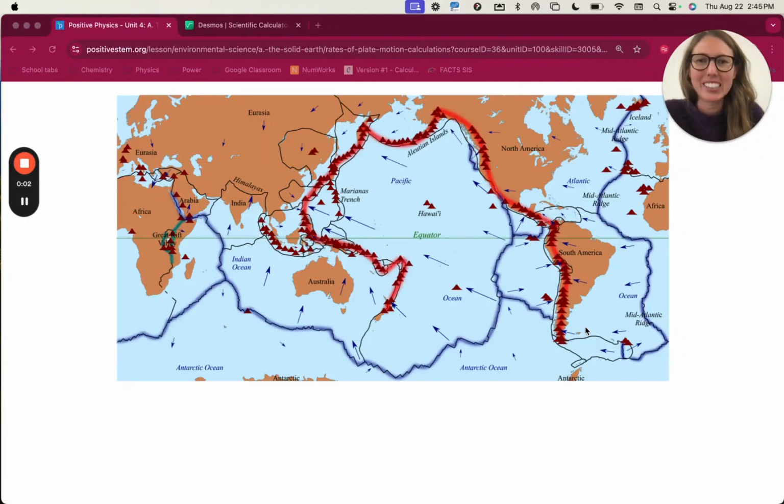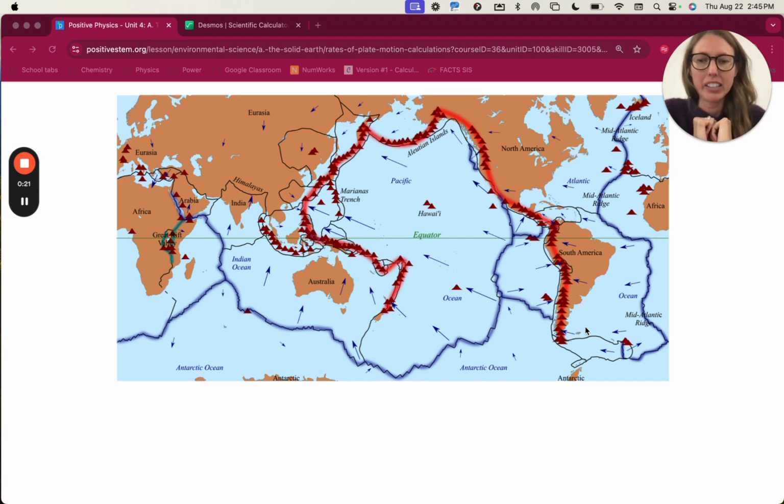Hey environmental science students, this is a skill to practice identifying plate boundaries while doing some calculations with metric conversions. You definitely want to be familiar with maps like this one that show tectonic plate boundaries and how to read them. The places where the arrows are converging towards each other are convergent boundaries.